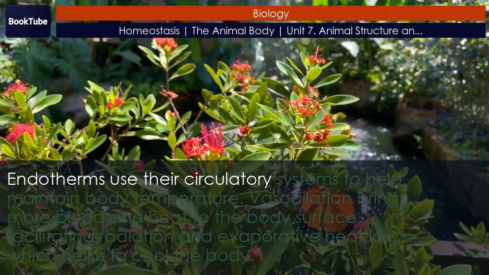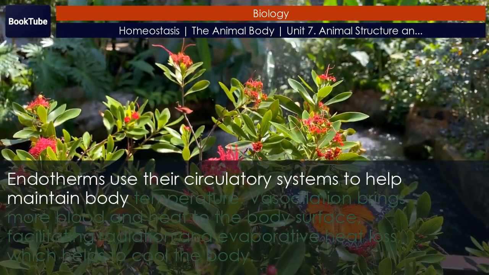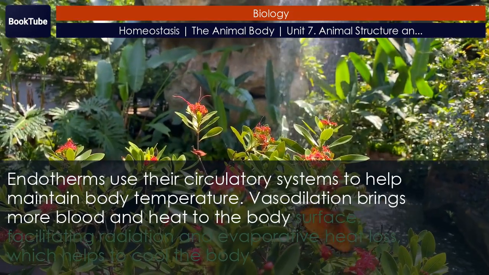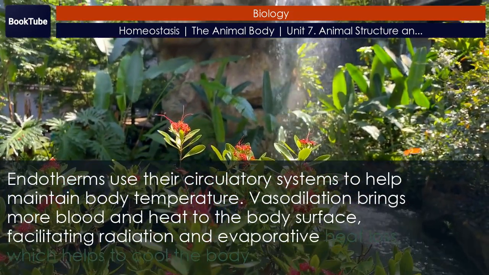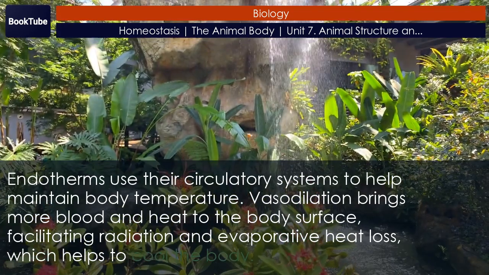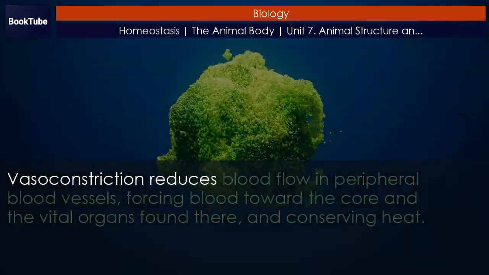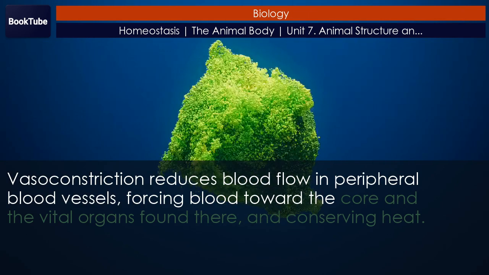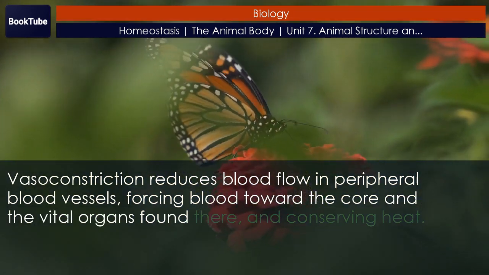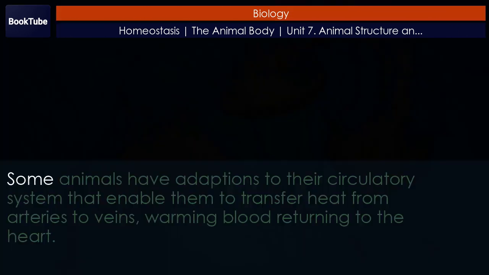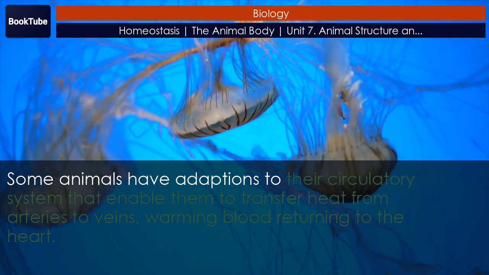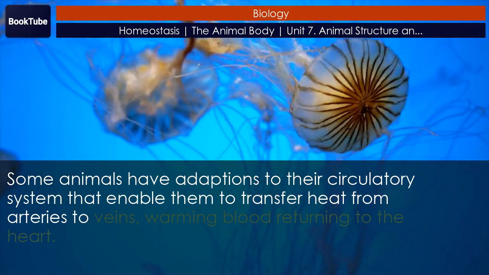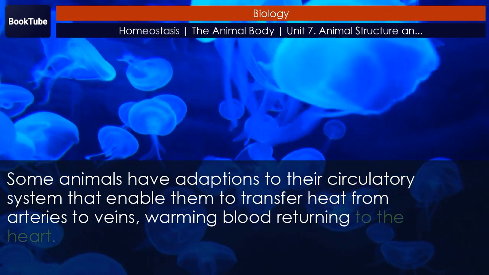Endotherms use their circulatory systems to help maintain body temperature. Vasodilation brings more blood and heat to the body surface, facilitating radiation and evaporative heat loss, which helps to cool the body. Vasoconstriction reduces blood flow in peripheral blood vessels, forcing blood toward the core and the vital organs found there, and conserving heat. Some animals have adaptations to their circulatory system that enable them to transfer heat from arteries to veins, warming blood returning to the heart.